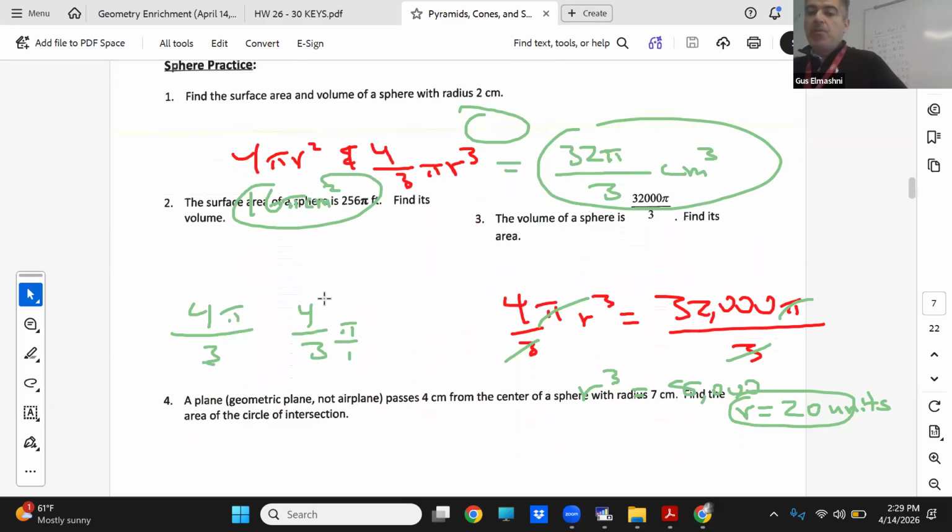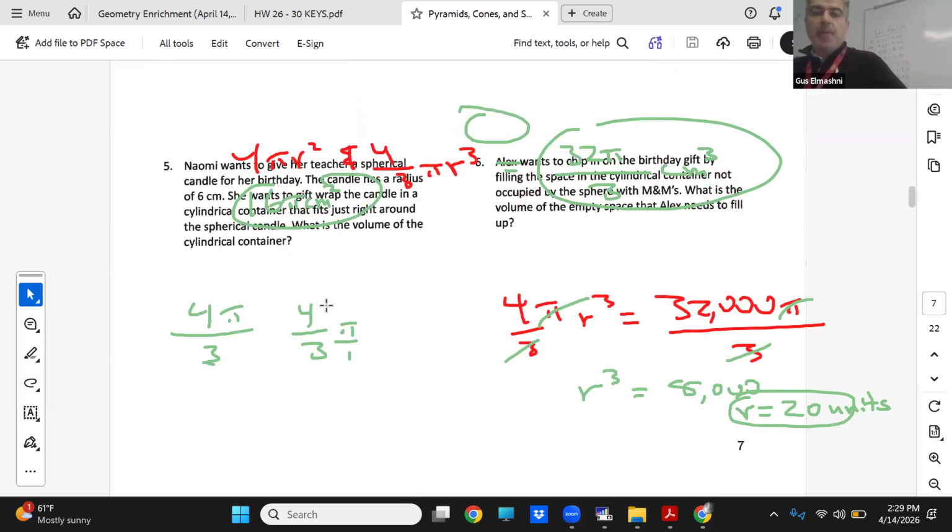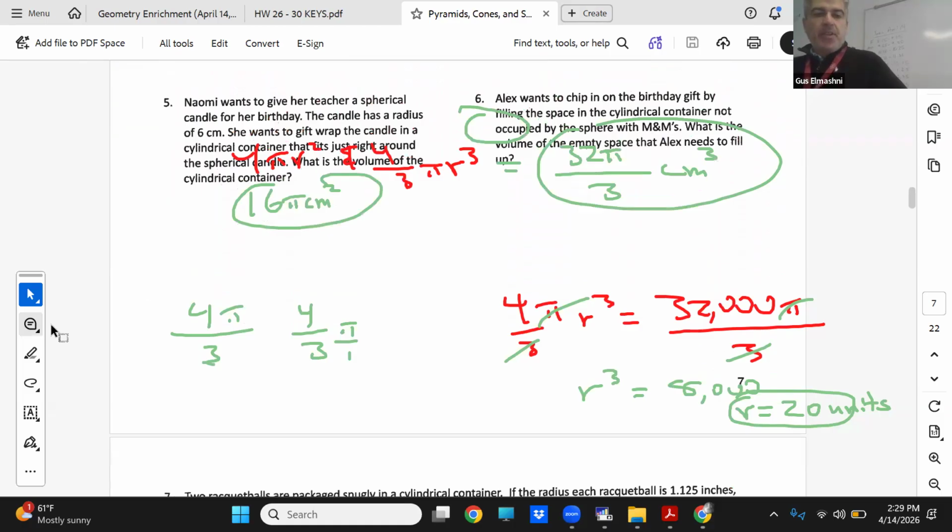Yeah. That equals 4/3 pi r cubed. Right. Correct. Yep. All right, let's take a look at 5.